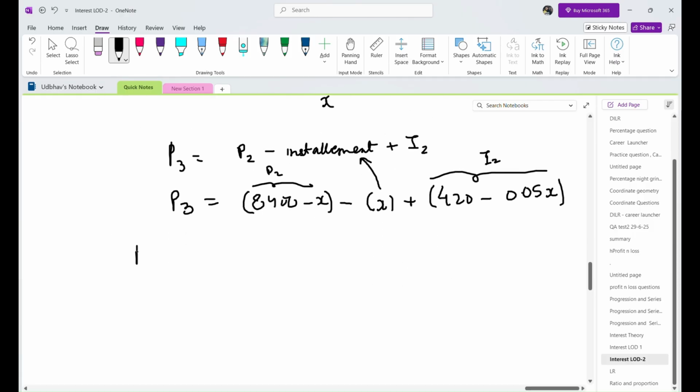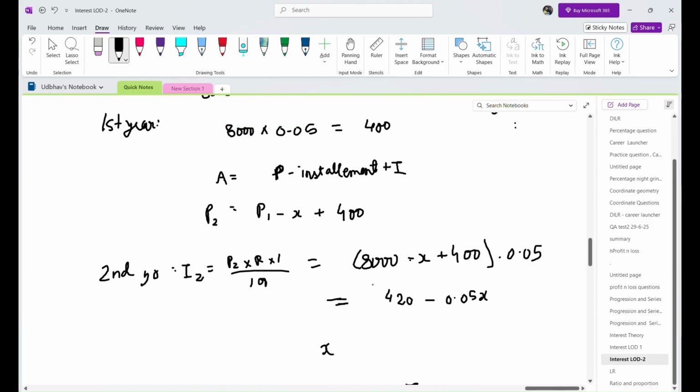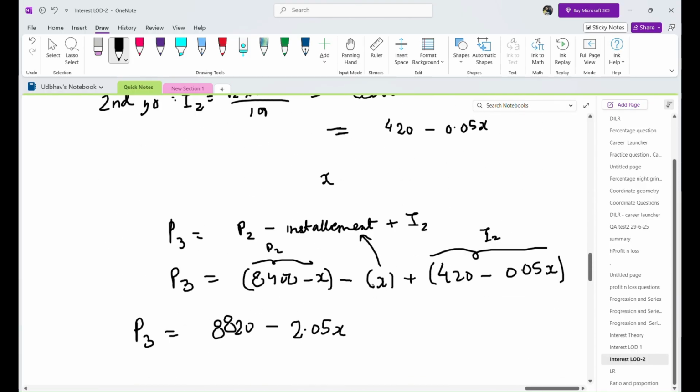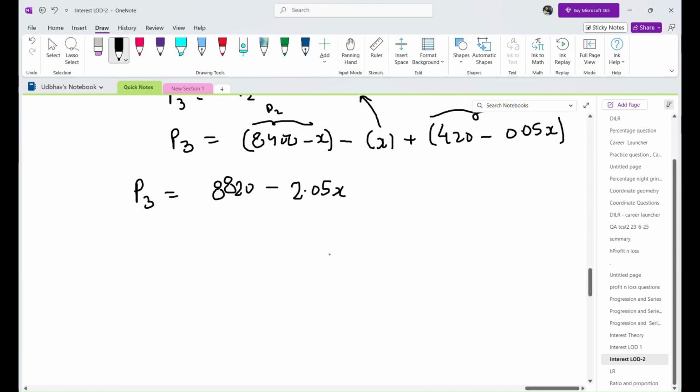So what is our P3 then? 8,400 plus 420, that is 8,820, minus x minus 2x, minus 2.05x, right? So this is the principal for our third year, and again one more time interest will be there.